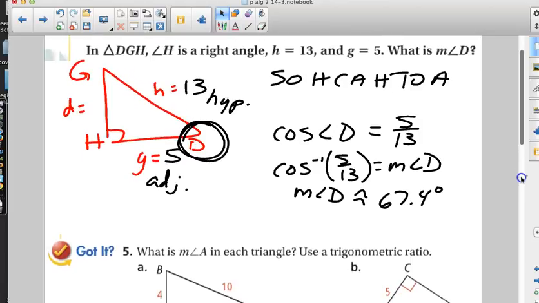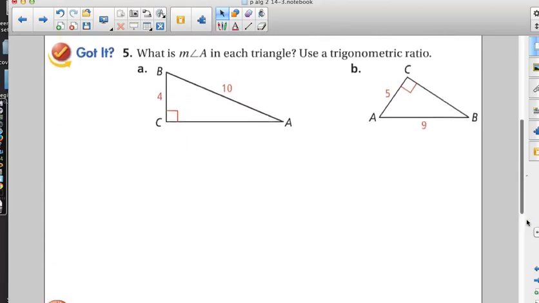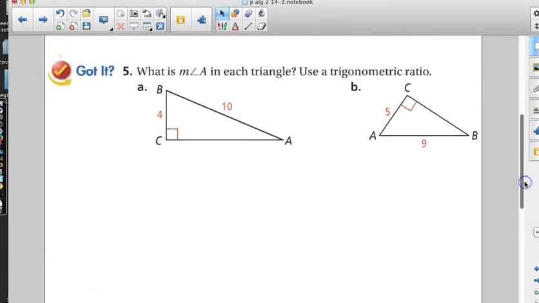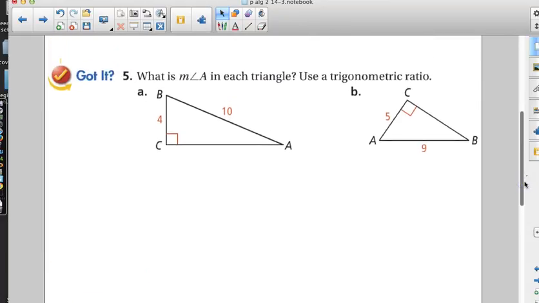So down here it says, oh look at that, they even gave us pictures. Didn't even have to draw our own pictures. What is the measure of angle A in each triangle, and use the trigonometric ratio? So I'm going to have you go after that and get with a partner and see if everybody's remembering their geometry.